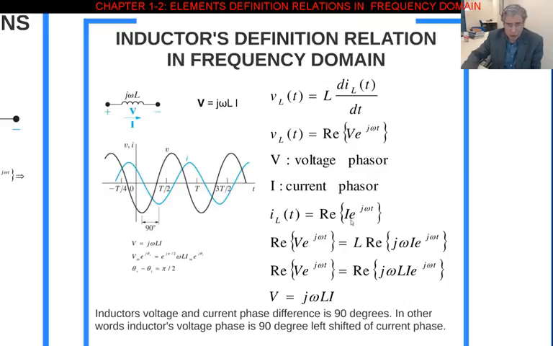So the derivative of this is j omega times I e to the power j omega t. If we remove that all inside and equate the real parts, you end up with this. How are we going to read this? It is easy. That V is the inductor's voltage phasor, that I is the inductor current phasor, and the coefficient of the inductor current phasor is j omega L.